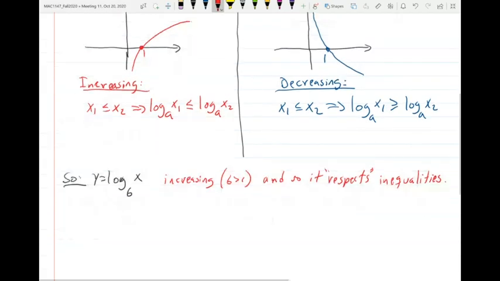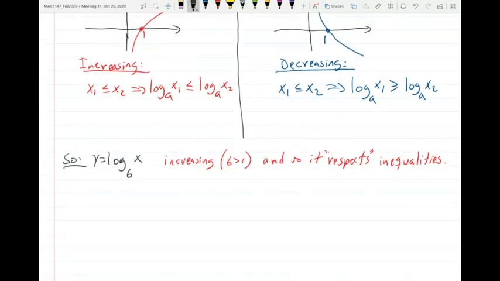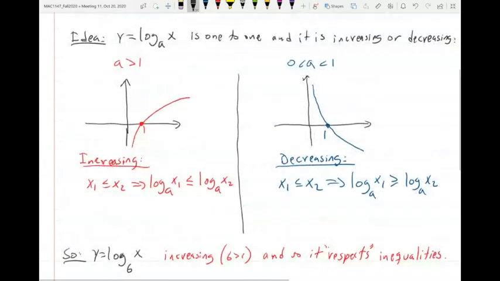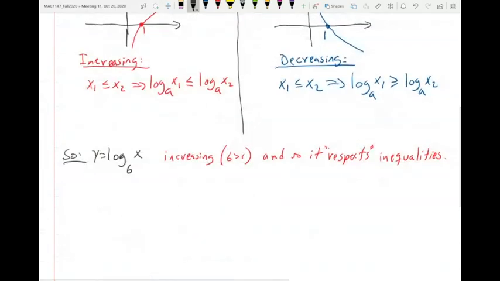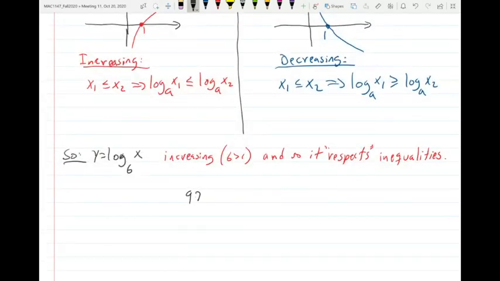Okay, so let's see what's the idea. Here is how we're going to estimate log base 6 of 97. We have the number 97. Let's see if we can figure out where this 97 sits between two consecutive powers of 6. Let's try to figure out what two consecutive powers of 6 we can find.